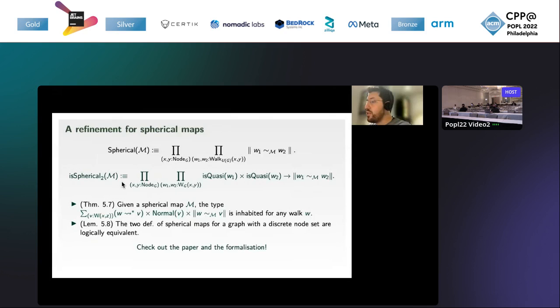So as a result, what we get is an extension of the normalization theorem that I mentioned earlier. We can find the normal form for every walk, but we can also show that there merely exists a deformation to it. As a corollary of this theorem, we show that these two definitions of spherical maps are actually logically equivalent. Please check the formalization for the details.